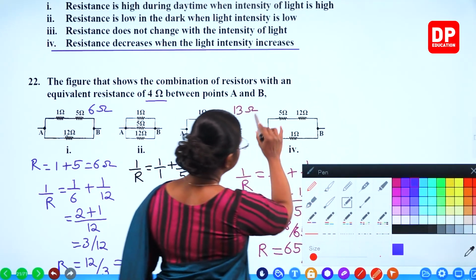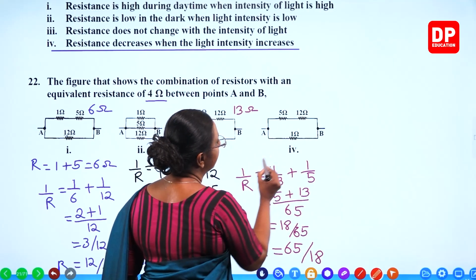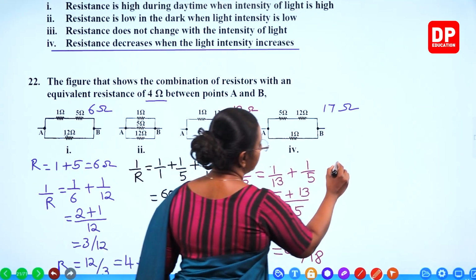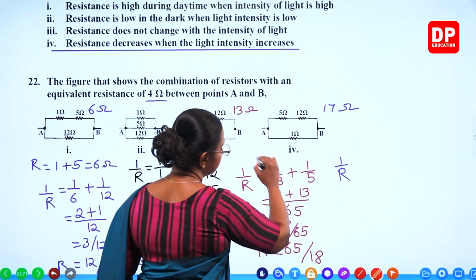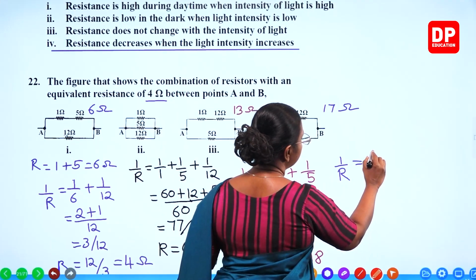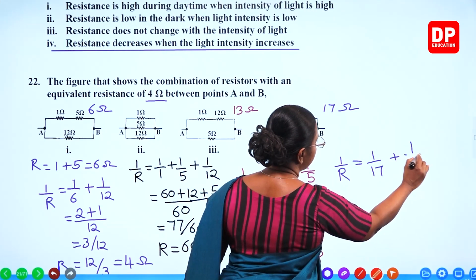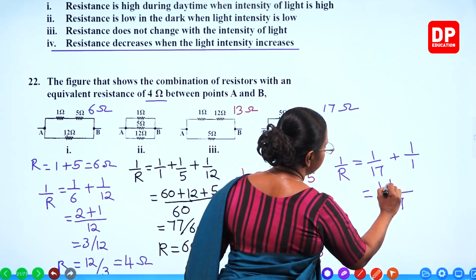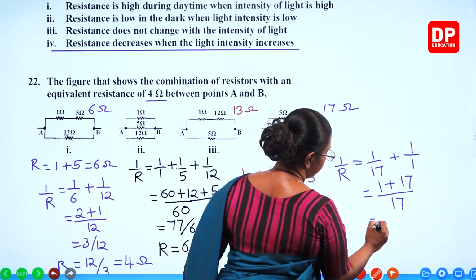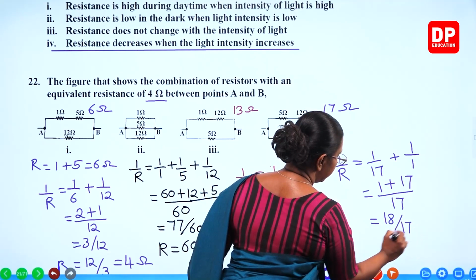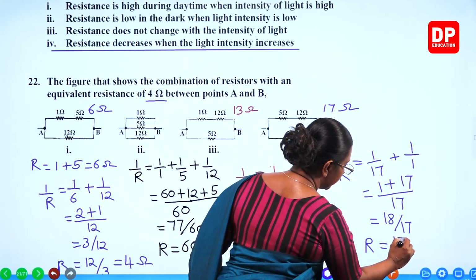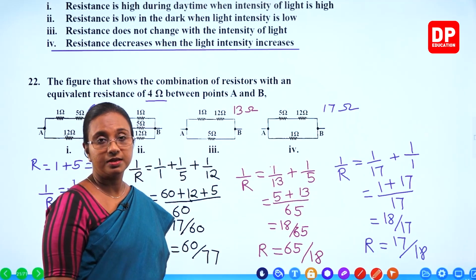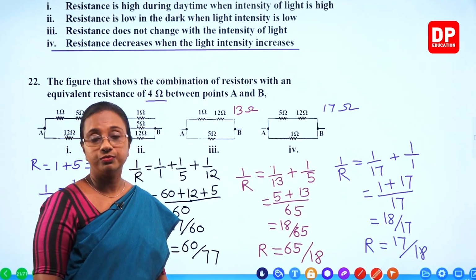Here again we have this particular one, 5 ohm and 12 ohm. They have an equivalent resistance of 17 ohm, then 1 ohm. So if you are to calculate the equivalent resistance of the system, 1 over R is 1 over 17 plus 1 over 1. So that will be (1 plus 17) over 17, so that's going to be 18 over 17. So if you calculate R, it is going to be 17 divided by 18. That is less than 1. So that is also not equal to 4.